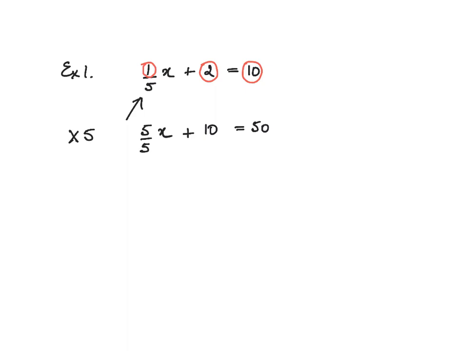What we can now do is simplify. If we look at the fraction, 5 divided by 5 just gives us 1. And you should be familiar with the next steps. We want to get the x term on its own, so we'll subtract 10 from both sides. 1x then equals 40.